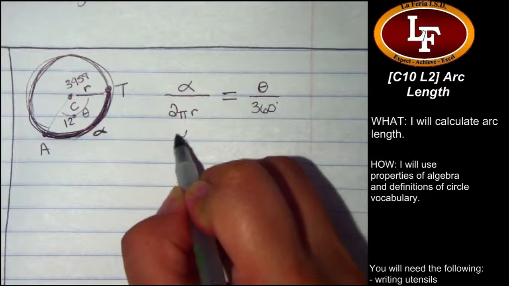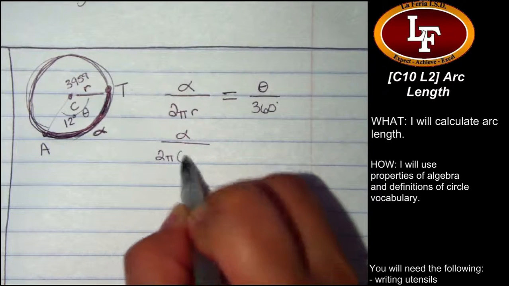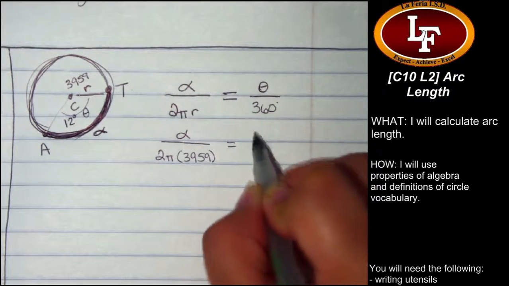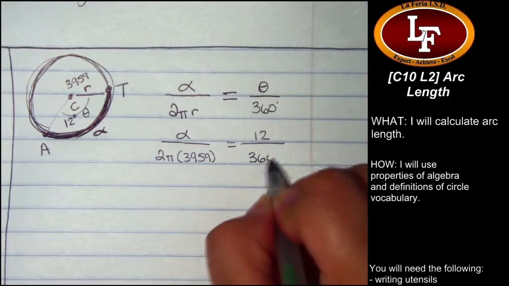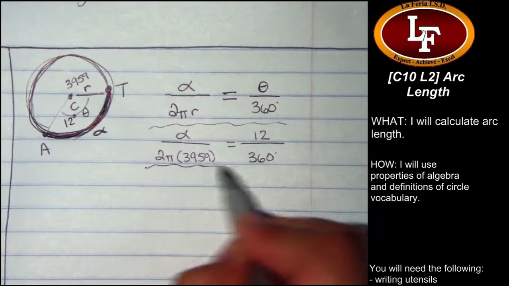So I'm just going to fill in what we know. I'm looking for alpha, arc length. I have now the radius of the Earth. Thank you, Google search. I know the angle that we have to sweep in order to cover that distance. And now I can solve this proportion for alpha.